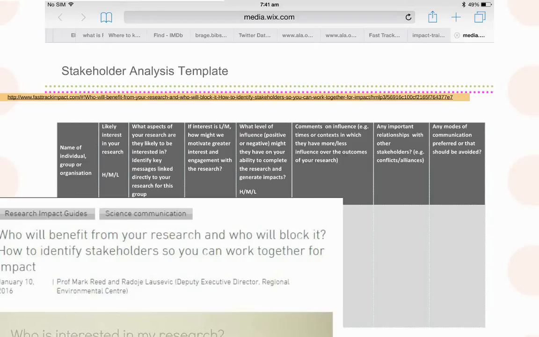They produced this really useful stakeholder analysis template. It's a tool to help you identify a potential audience. It will help you work through the questions: what is my audience struggling with? What are their biggest obstacles? What do they care about? What is in it for them? How does my research answer their questions? Ultimately, that is the important question to ask.